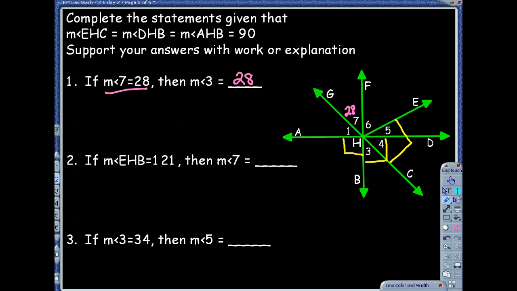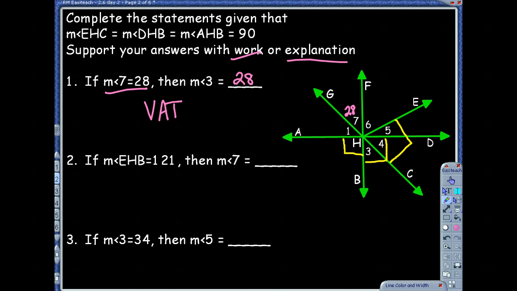Now, there's another step. It says support your answers with either work or an explanation, and there's not really any work on this one. So what would your explanation be? I would just say vertical angle theorem. Vertical angle theorem, perfect. I can't say definition of vertical angles. It's the vertical angle theorem that says they're congruent, so therefore we know their measures are equal.